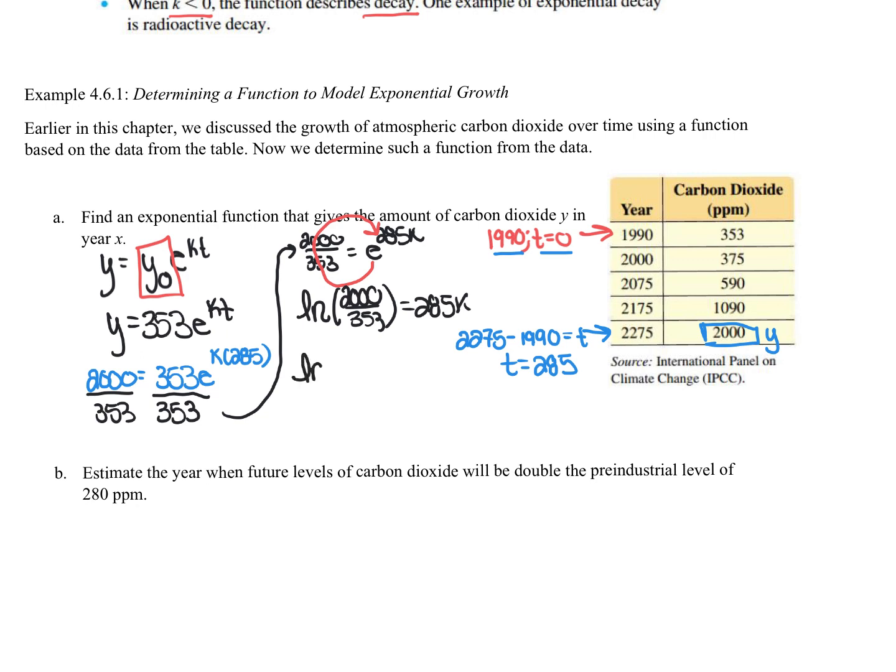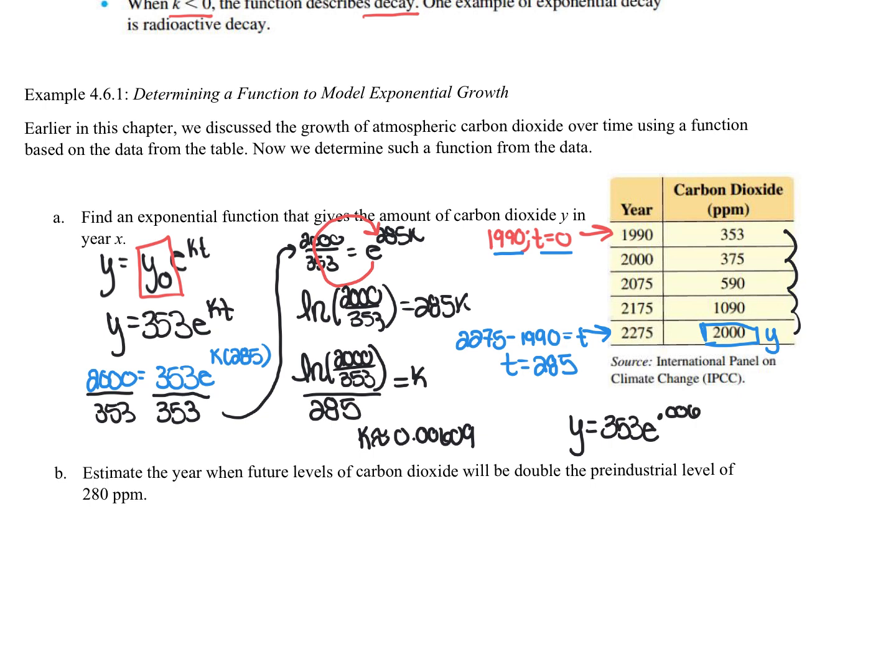So in your calculator, you would type ln, open parenthesis, 2,000 over 353, close the parenthesis, and then divide that by 285. And that will give you our k value. You should get that k is approximately 0.00609. Because k is positive, this is growth, which makes sense because if you look at these values, they are going up as time passes. And now I can write my model. Y equals, my initial value was 353, e to the 0.00609 t. So there's my model.